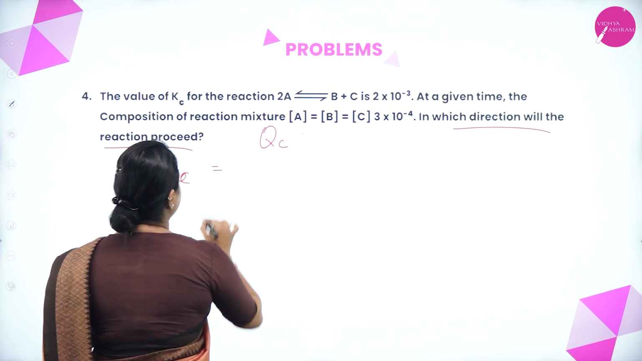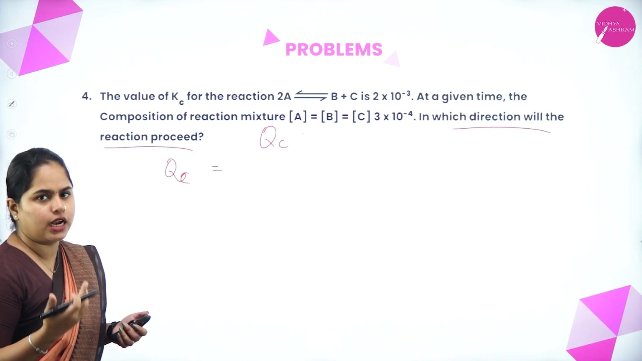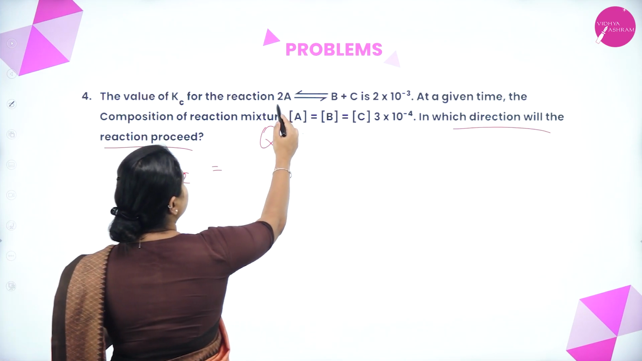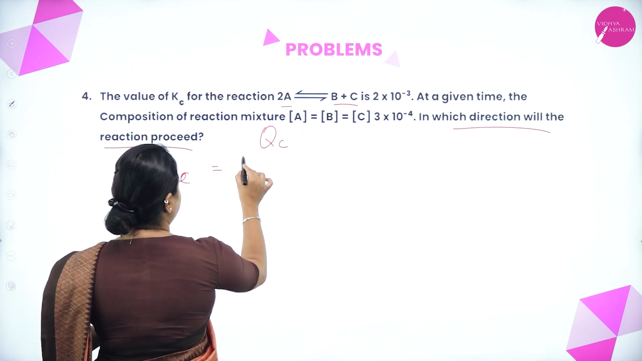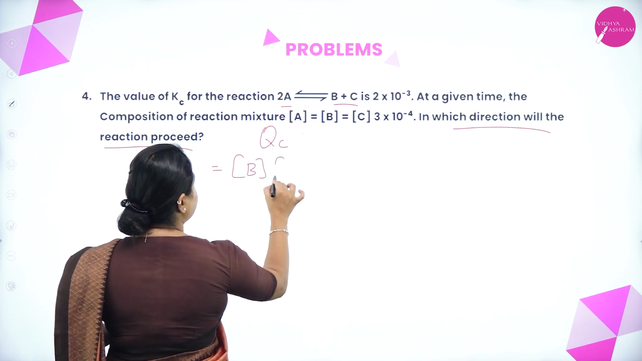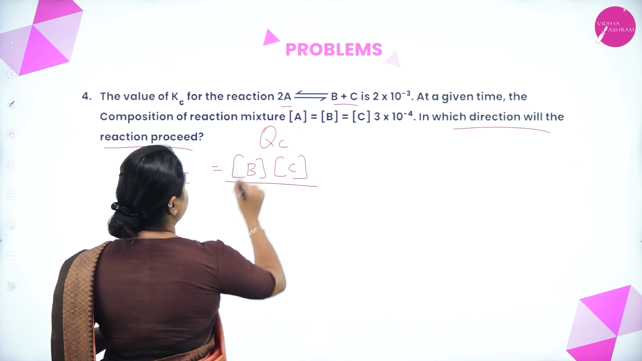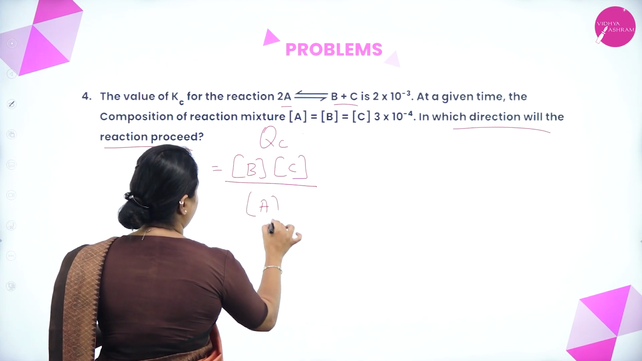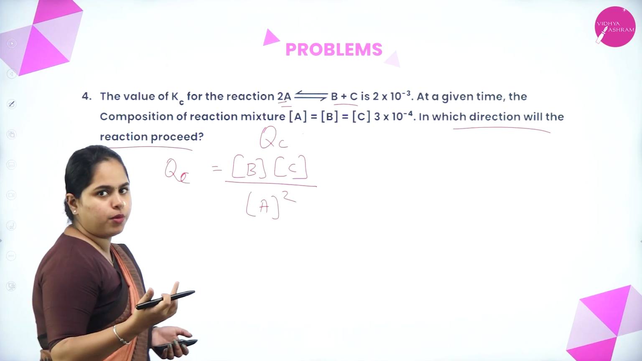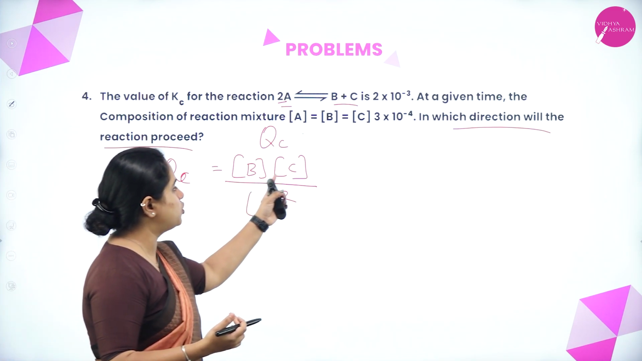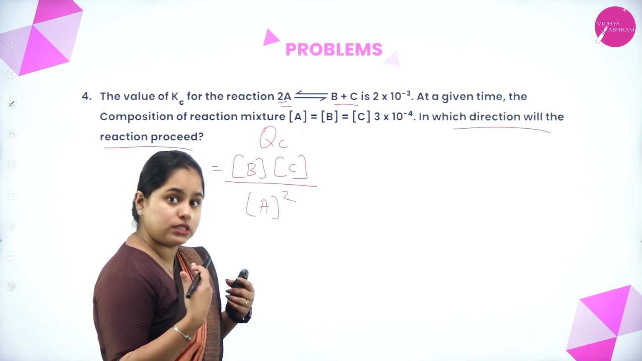So the Qc, again, is the same expression as that of Kc, but in any concentration, right? So what are the reactants and products here? B and C are the products, so it is the product of their molar concentrations divided by A to the power 2, right? The number of moles, or stoichiometric coefficient, will come in the power. So now we have to substitute the concentrations.